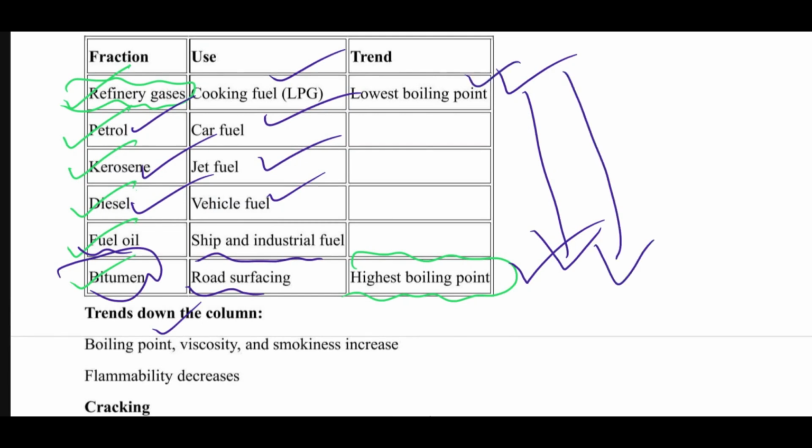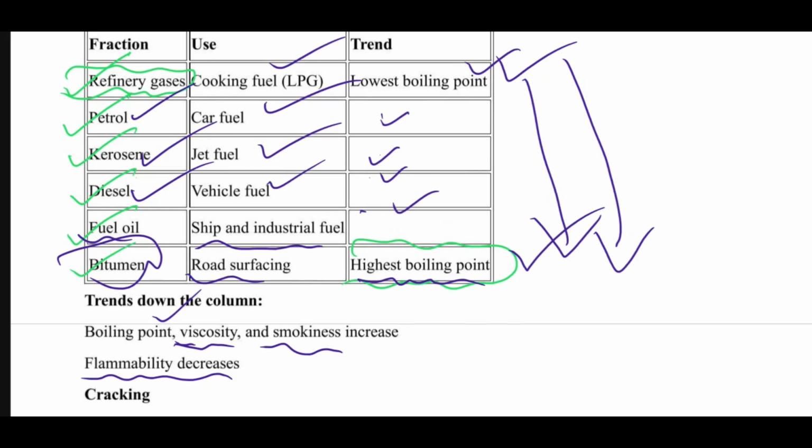It starts as a gas, then slowly changes into liquid, and this liquid is more viscous. It is thicker compared to these liquids. Okay. Similarly, viscosity, which I have already discussed, will also increase, and smokiness will also increase. When you burn them, the color of the smoke will also be darker. What about the flammability? The flammability will decrease whenever they react with oxygen.